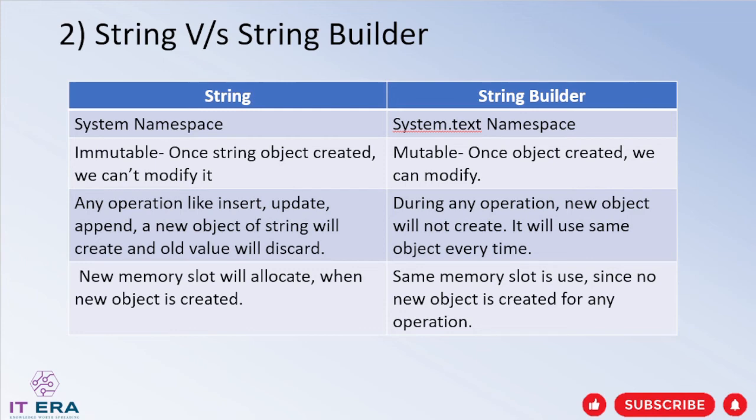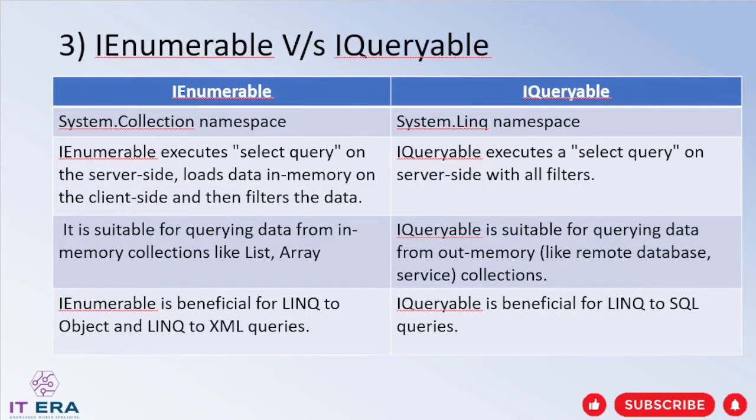Okay, then moving forward to the next question. Our third difference is IEnumerable versus IQueryable. IEnumerable belongs to the System.Collections namespace, whereas IQueryable belongs to the System.Linq namespace.